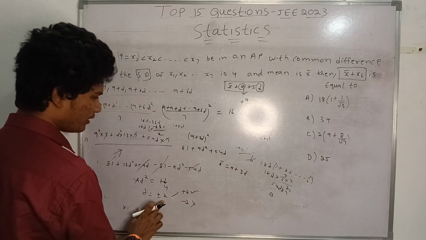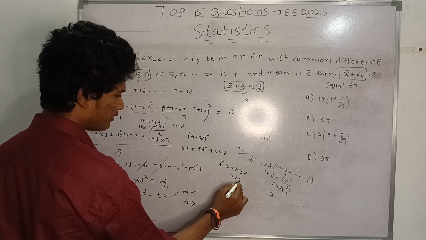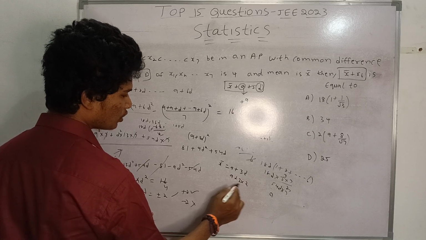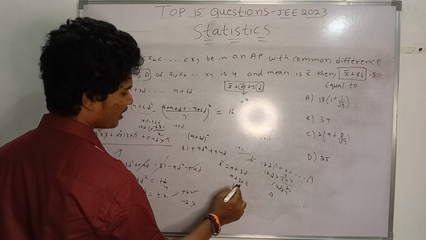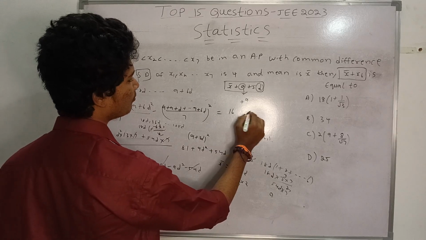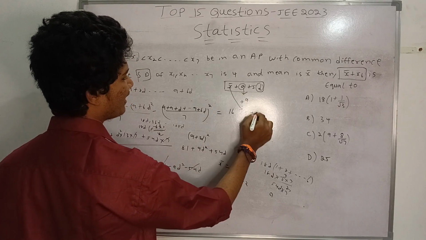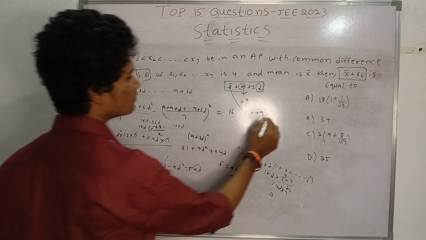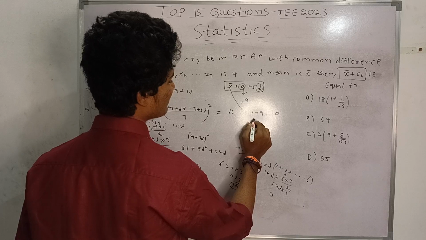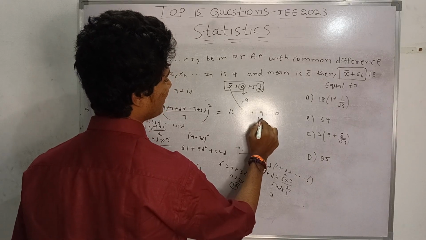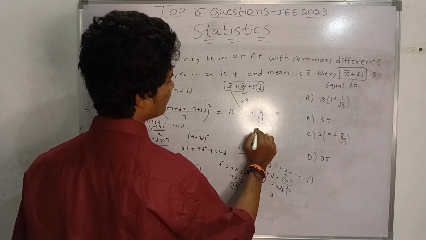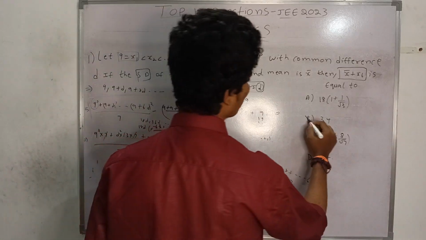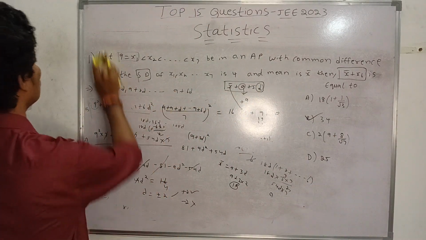And when I substitute this, 9 plus 3 into, what is d? 2. So 3 twos are 6 and 9 plus 6, that is 15. So here x bar is 15. X bar is 15 and a is 9 plus 5 into d. How much is d? D is 2. 5 twos are 10. So finally it is 19 plus 15, that is 34. So the option is B. Like this you have to do.